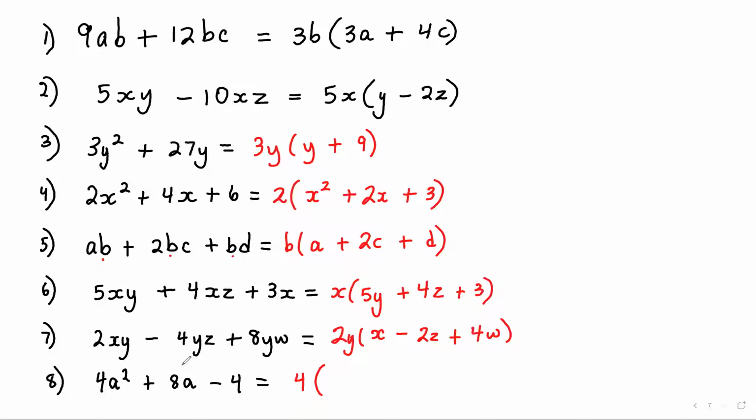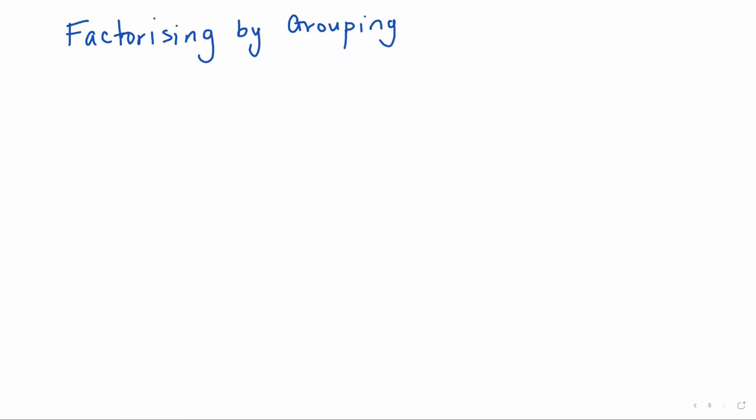And then the final one, the common factor here is only 4, since all of the three terms do not have a. So 4 times a squared is 4a squared. 4 times 2a is 8a. And then 4 times 1 is 4. All right, guys. So these are the answers. Make sure you copy them down if you didn't get them already. And at this point, we're going to take a short break.